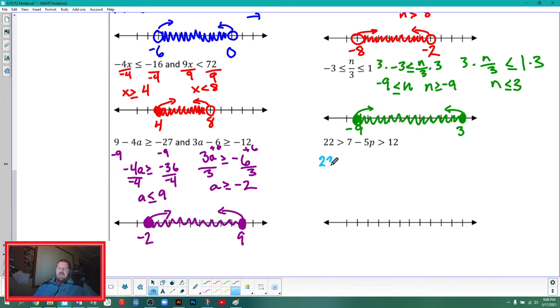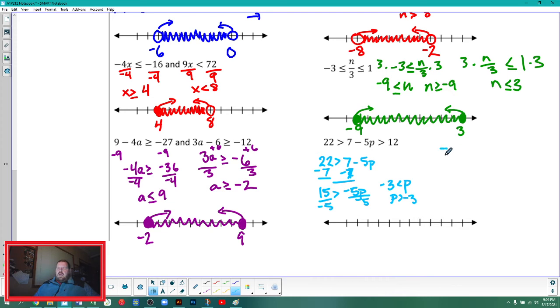For this one, I'm going to split it up. We're going to say 22 is greater than 7 minus 5p. I'll subtract 7 from both sides. That was supposed to be a 7. Now it is. That gives me 15 is greater than negative 5p. Divide by negative 5. I am dividing by a negative, so I'll flip my inequality. And I'll get negative 3 is less than p. Now I do want to flip that around so it makes a little more sense. Let's say p is greater than negative 3.